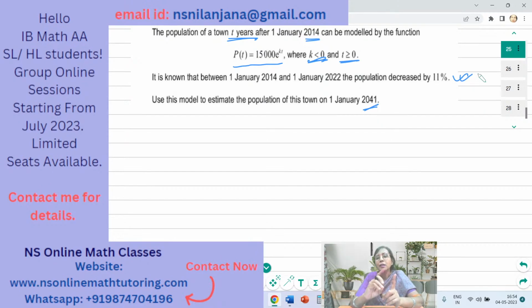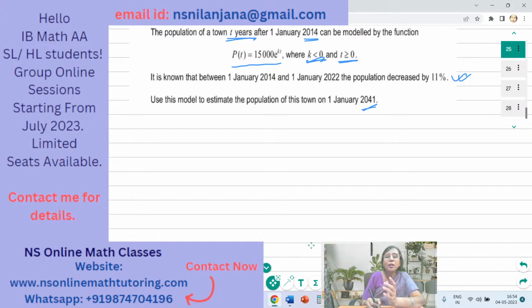And the population has decreased by 11%. Do you know what was the population of the town on 1st January 2014? Yes, of course we know, because the t value at 1st January 2014 is equal to 0, because it is starting the count from 1st January 2014. So at the starting of the count, t value has to be equal to 0. So what is the population of the town on 1st January 2014?